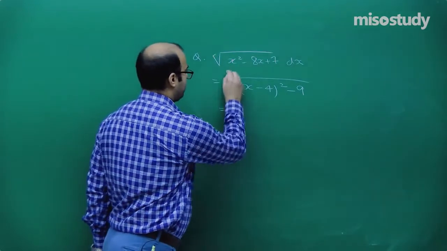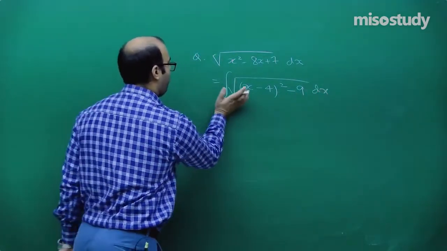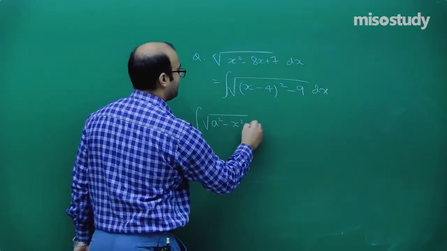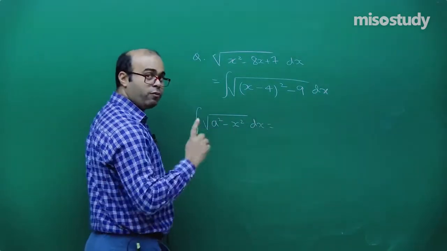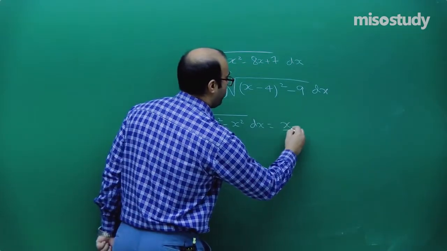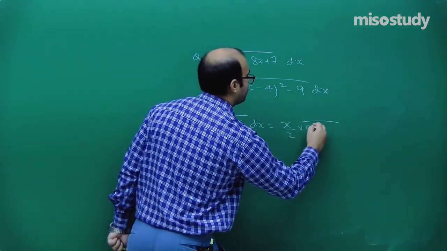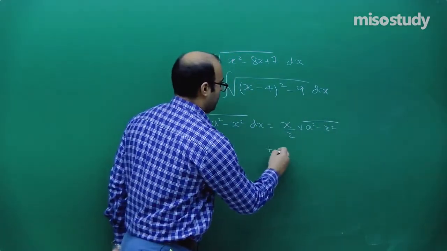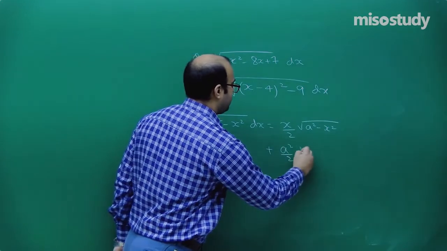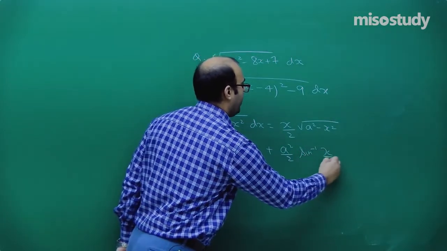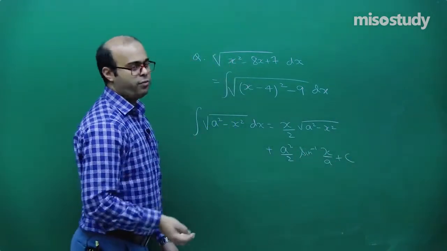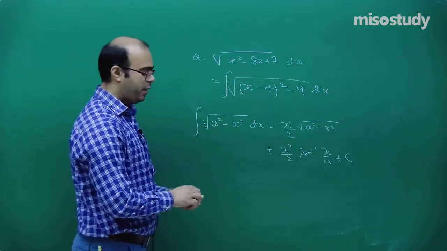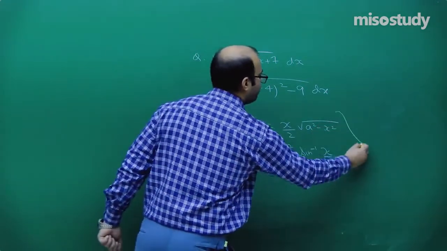Now if you remember a formula, direct application of a formula: the integral of root over a square minus x square dx comes out to be, you have to remember those formulas, don't try to avoid remembering, x root over a square minus x square by 2 plus a square by 2 sine inverse of x by a. I also told you the method how to remember this formula. This is the formula which we have to apply.